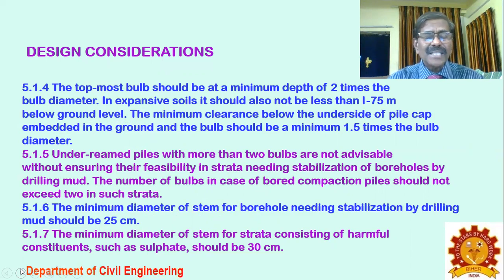Under-reamed piles with more than 2 bulbs are generally not advisable. You cannot keep increasing the number of bulbs, say to 10. It is not so, because the moment the soil fails because of uplift, one bulb will come out with the uplift capacity of the soil, and the other bulbs will be redundant at that depth. So 1 or 2 bulbs will be sufficient to get the full functioning of the under-reamed piles.